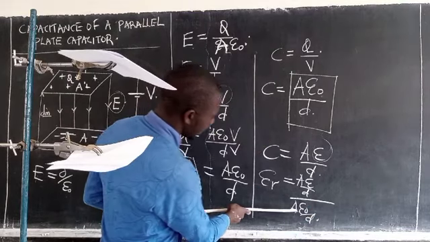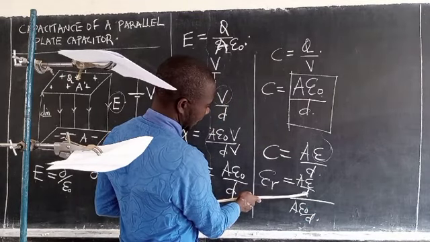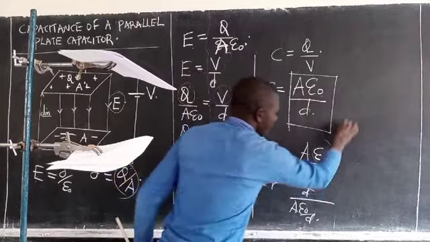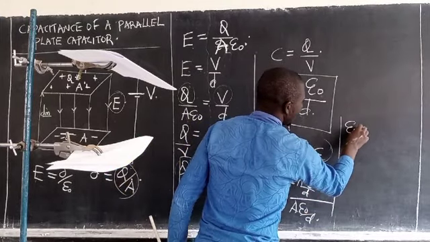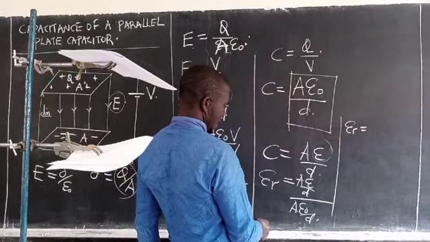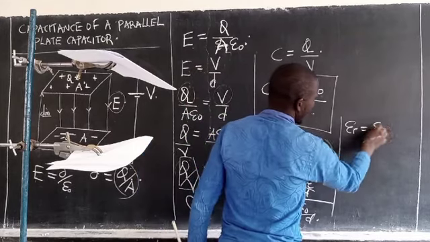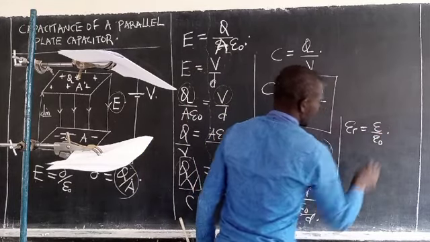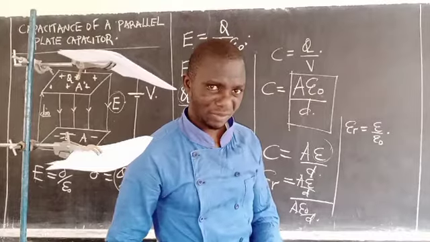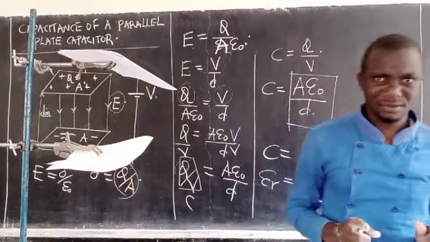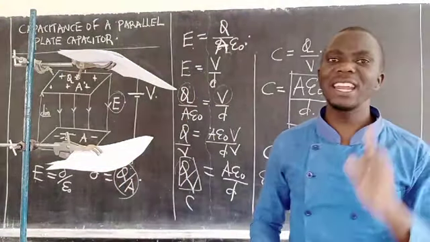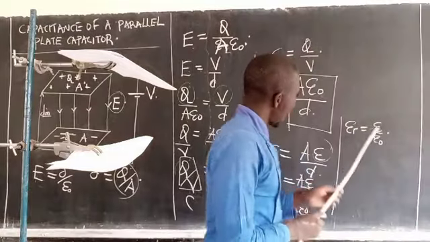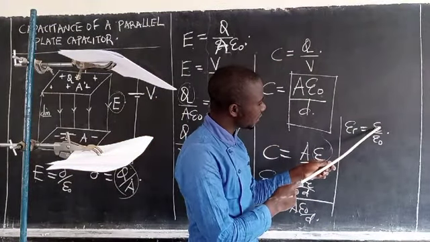You realize that this A will cancel, this D will cancel, and then our relative permittivity will remain epsilon over epsilon naught. And therefore, some people can also define relative permittivity as the permittivity of the medium.